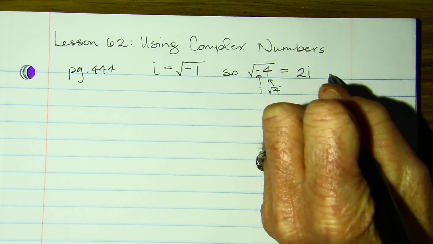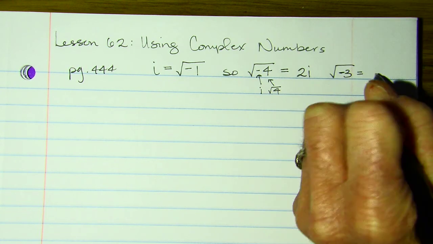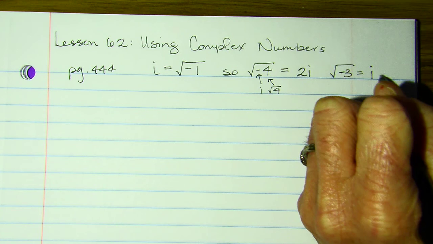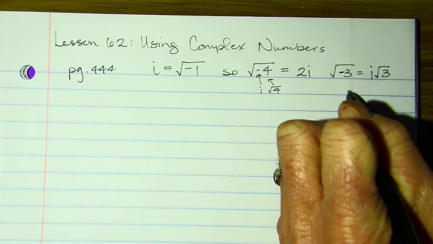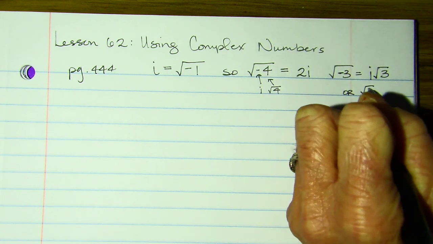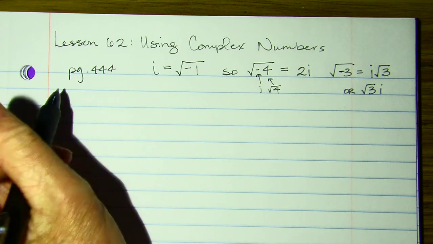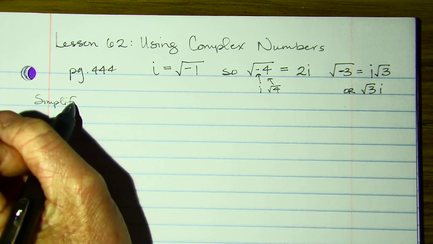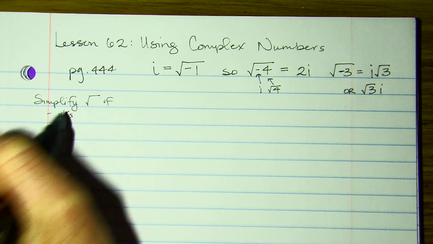The square root of -3: the negative represents i, but I don't know the square root of 3. So you can write it like this, i root 3 or root 3 i. Either way, this is how we simplify square roots of negative numbers.